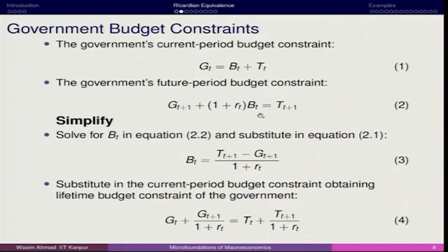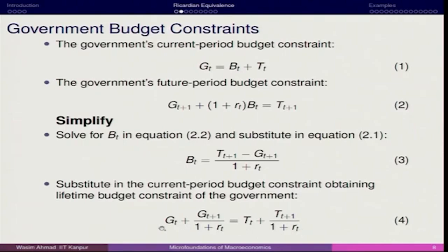Now, if you solve for B_t here and substitute it back into the current period equation, you can easily derive the budget constraint of the government. So, B_t is equal to (T_{t+1} minus G_{t+1}) upon (1 plus r_t). Once we substitute this B_t into the current period, I get the expression G_t plus G_{t+1} upon (1 plus r_t) is equal to T_t plus T_{t+1} upon (1 plus r_t). This is the lifetime budget constraint of the government.